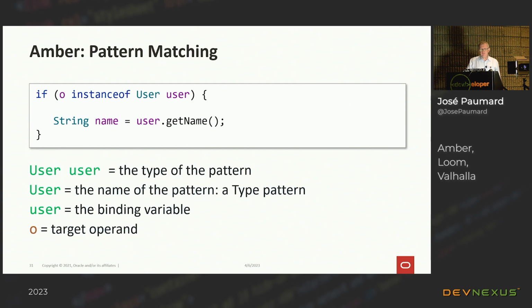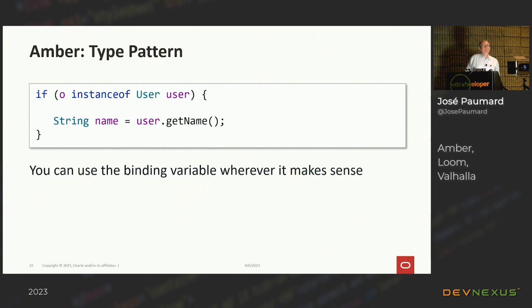So you can use this binding variable wherever it makes sense to use it. If you want to check if the user is older than 20, for instance, you can write it in that way with this AND Boolean operator. That's a regular AND Boolean operator. Because after this AND the user variable will exist, you can use it. If you add an OR Boolean operator, then this user variable may not exist, so it wouldn't be possible to use it in that case.